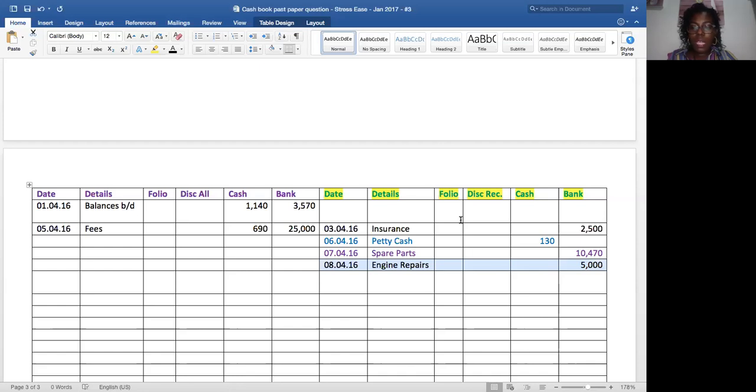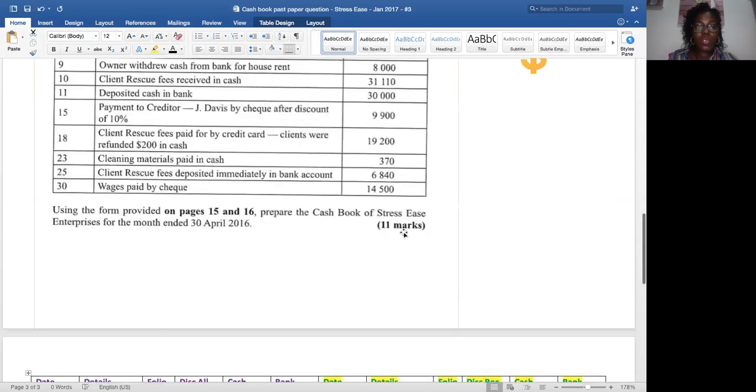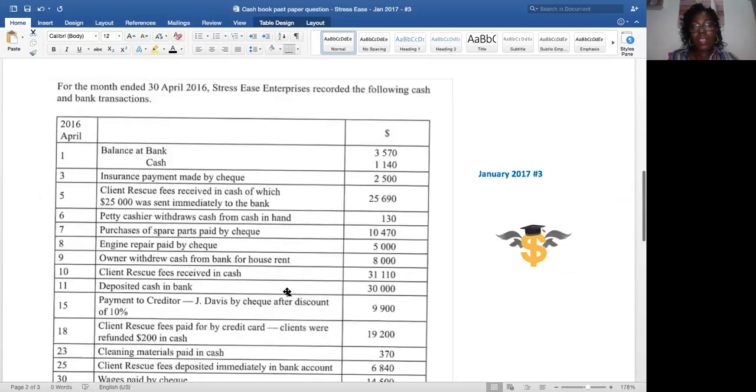All right, so 5,000 came out of our bank account for engine repairs. Notice that I'm not putting the full sentence in the details. I'm only putting the name of the account that is going to be affected. So my petty cash account was affected when I took the 130. Spare parts account was affected when I took the 10,470. Right? Engine repairs was affected when I removed the 5,000. Please do not write the whole transaction in the details column. One, you're going to waste time, and two, it's going to show that you do not fully understand. So you're only going to put the name of the account that is going to be affected.